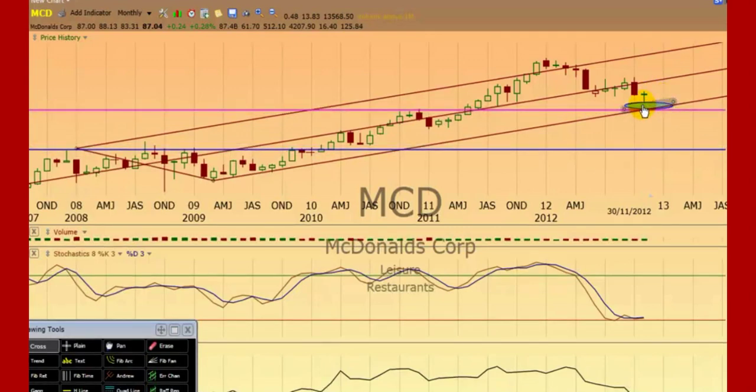The setup is not the end. The setup, the signal, and the entry point, do not forget the trading triangle. All right?